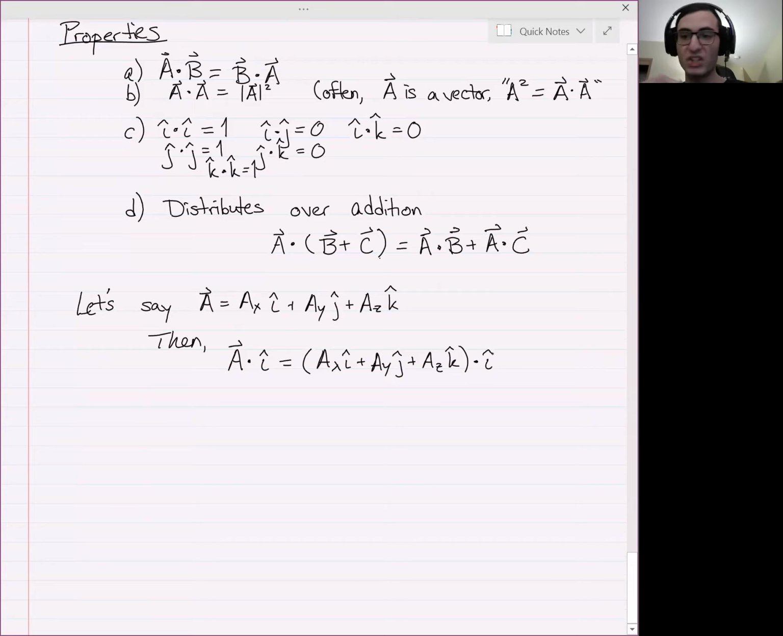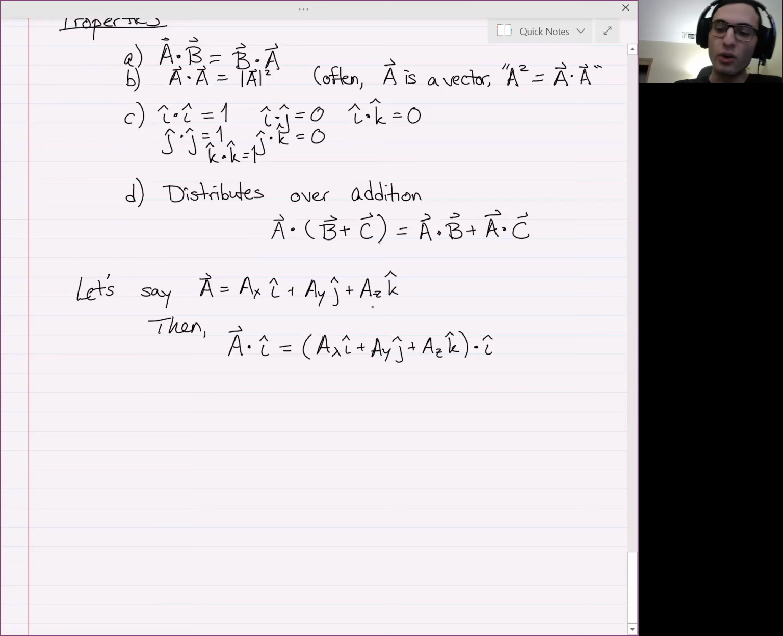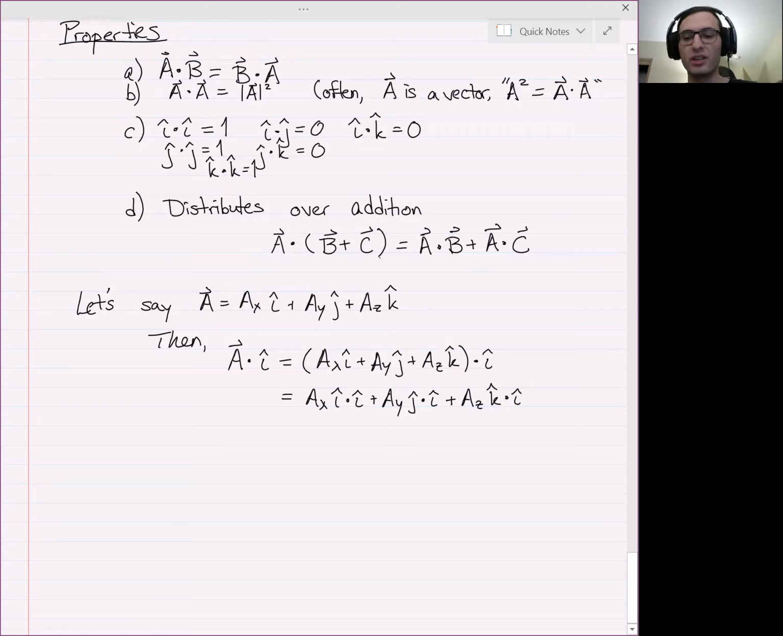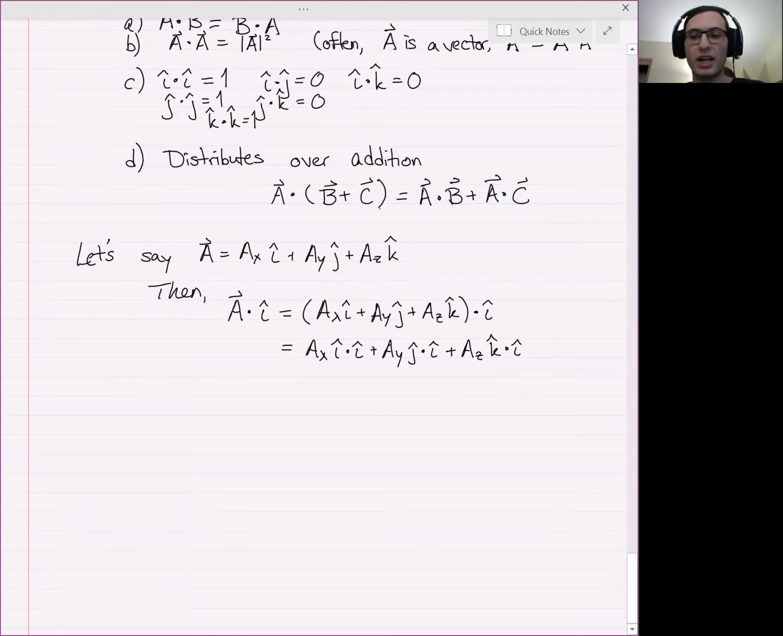Now we know that the dot product distributes over addition. So this is just ax i hat dot i hat plus ay j hat dot i hat plus az k hat dot i hat. And we know that the order doesn't matter, so j hat dot i hat is the same thing as i hat dot j hat. Same with k hat and i hat. So both of these terms vanish. We know that the unit vector i dotted with itself is 1, so this just tells you the magnitude of the component of the vector a in the x direction. Similarly, if you wanted to find the component of the vector a in the z direction, you would just dot it with k hat.